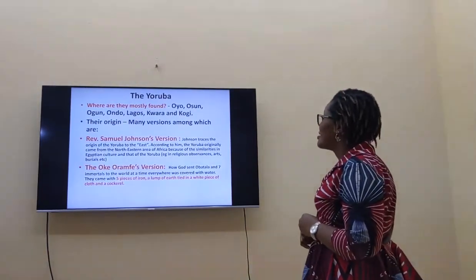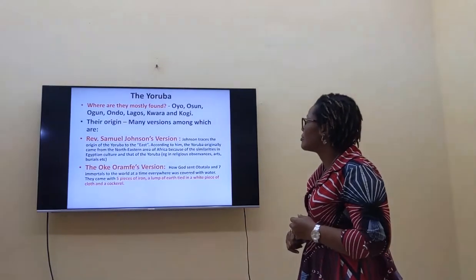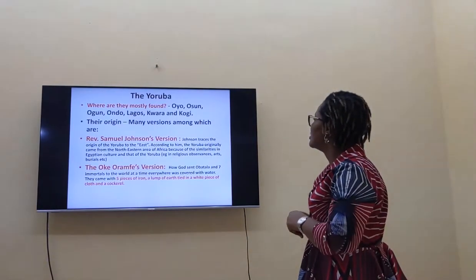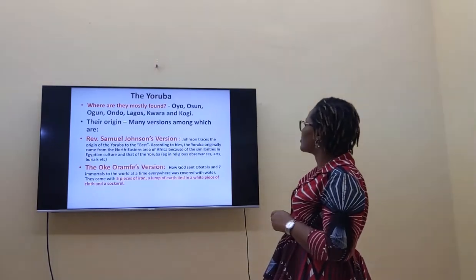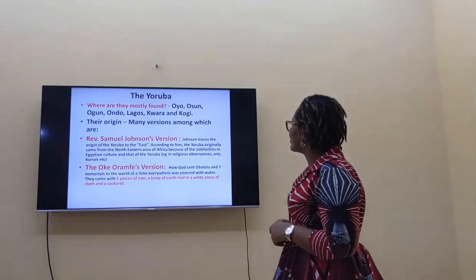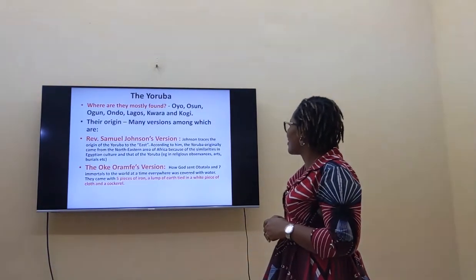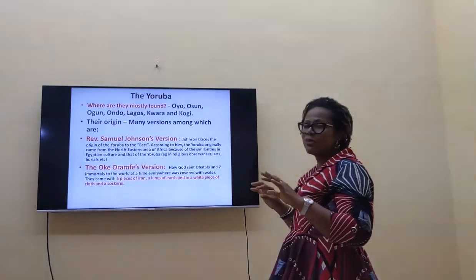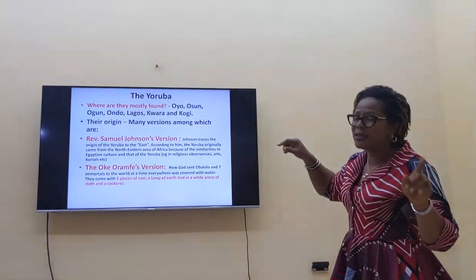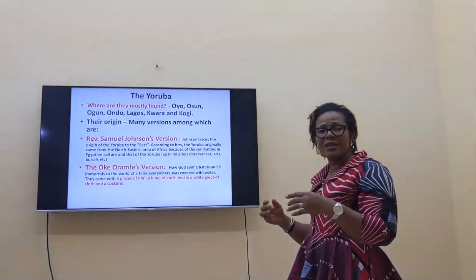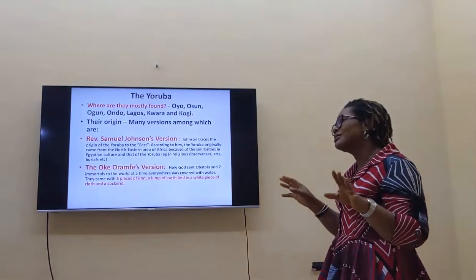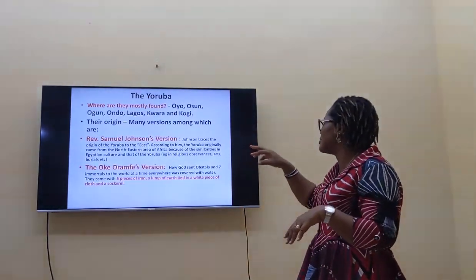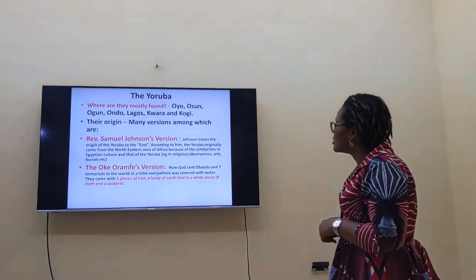Their origin. They have many versions of their origin. But in this study session, we look at only two versions: that of Reverend Samuel Johnson and that of Oke Ora Ife. In Reverend Samuel Johnson's version, he traces the origin of the Yoruba people to the east. According to him, the Yorubas originally came from the northeastern area of Africa, that's Egypt, because of the similarities in the culture between the Yoruba and the Egyptians. We see this similarity in their religious observances and in their art. The type of art Yoruba people do is similar to that found in Egypt. That's why Reverend Johnson has traced the origin of Yoruba people to Egypt.